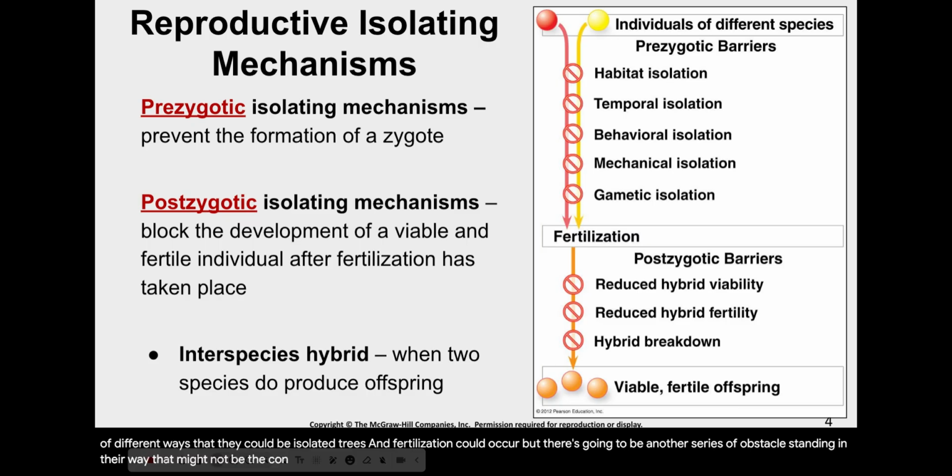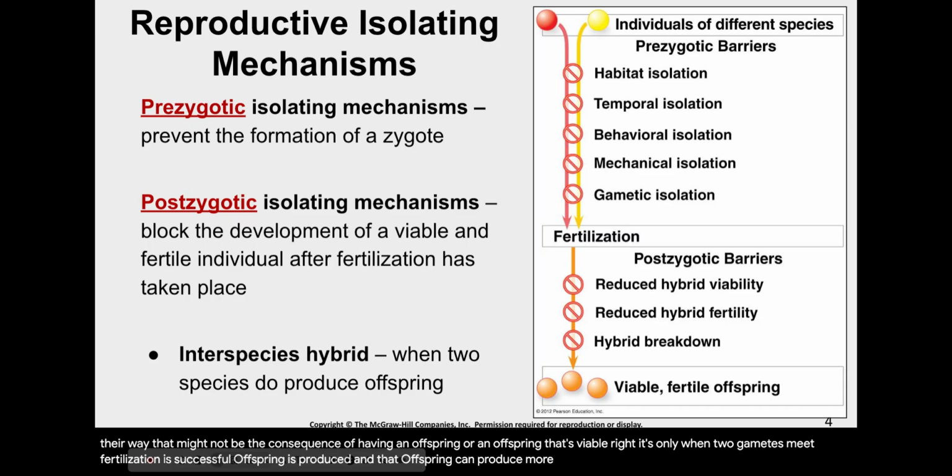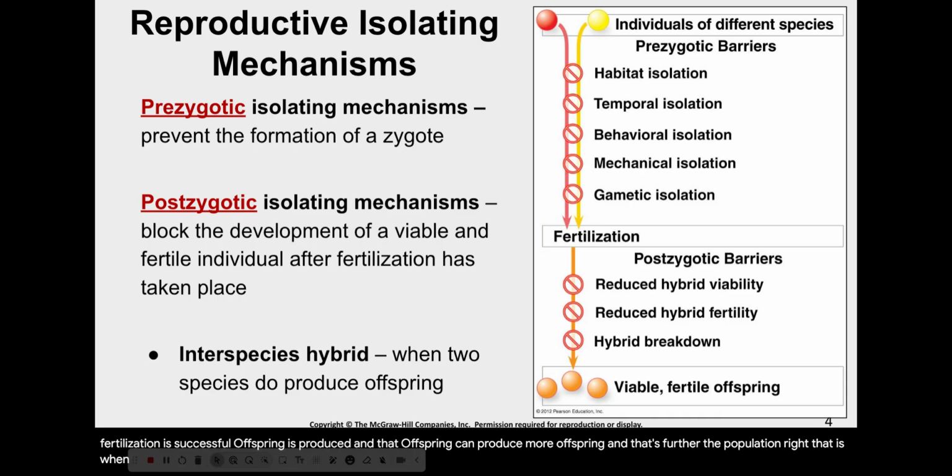that might not be the consequence of having an offspring or an offspring that's viable. It's only when two gametes meet, fertilization is successful, offspring is produced, and that offspring can produce more offspring, and thus further the population, that is when reproductive isolating mechanisms are not at play. That's the only instance. Otherwise, there's all these different pre-zygotic barriers and post-zygotic barriers, and we're going to talk about each.